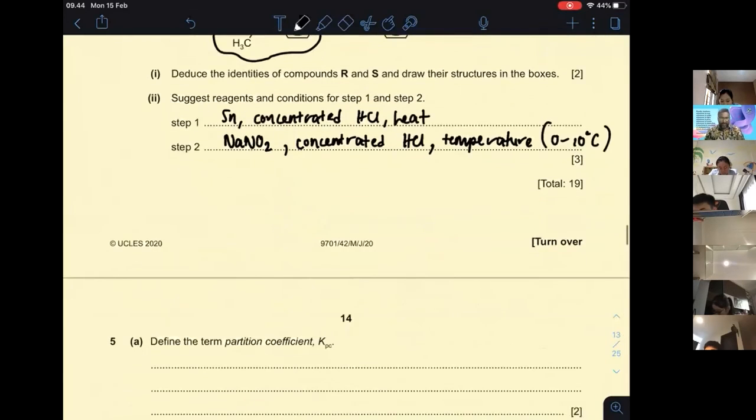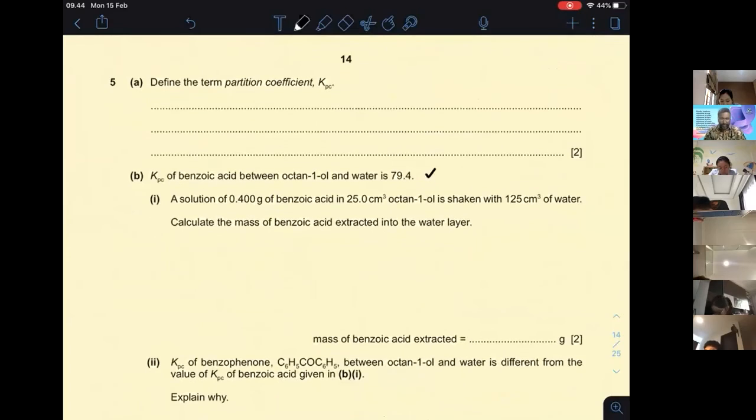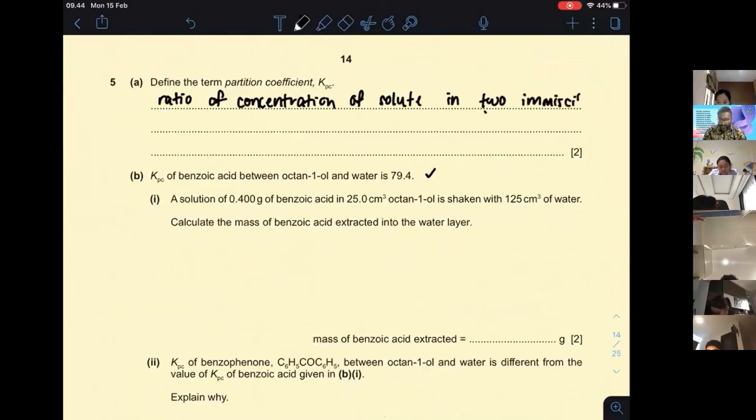Now next, define the term partition coefficient. So what is the partition coefficient? Basically, it is a ratio of concentration, the ratio of the concentration of solute in two immiscible solvents, which are not going to mix well. But make sure you explain that it is at equilibrium.